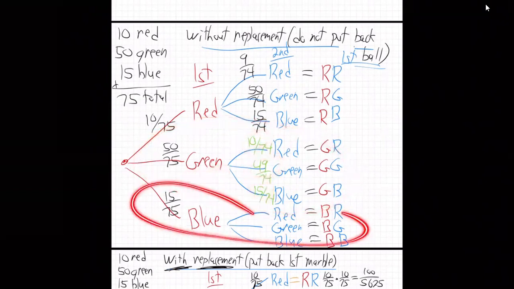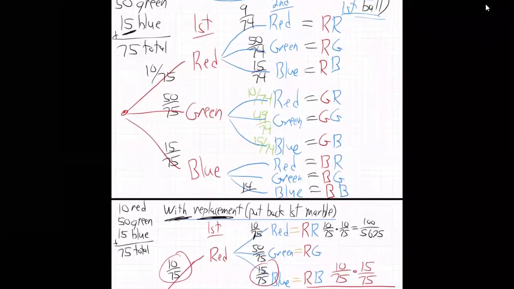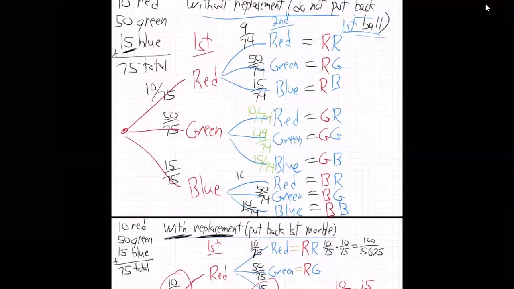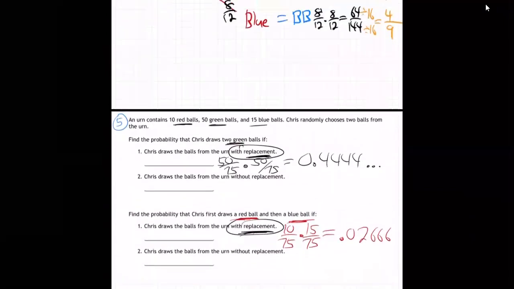Finally, if you're in the bottom section, that means you got blue out the first time. So you're going to have one less blue marble in there. Blue originally had 15, so now there will be 14 over 74. Whereas the green will still have all 50 over 74, and the red will still have all 10 out of 74. So if you're in the bottom section, it means you got blue out the first time. There's one less blue marble in there, only 14. Same amount of reds and greens as we had in the beginning. So we only took out a blue. All right, so now I'm going to answer their questions.